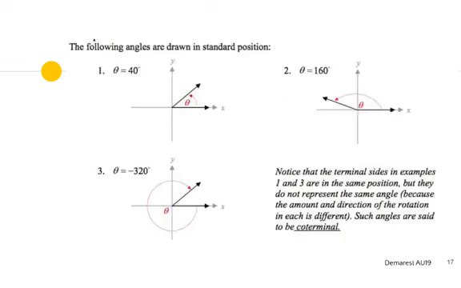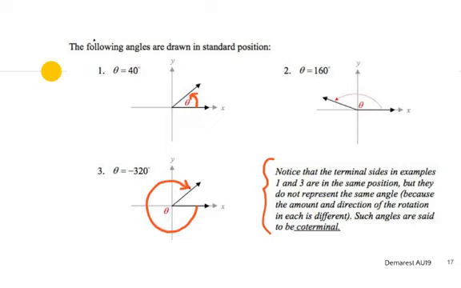Okay, so here are some examples, right? The following angles are drawn in standard position, and these are all just degree angles. And this goes to what I was talking about on the last slide. These two angles are actually the same. The thing that makes them different is we can see this is a positive 40 because it goes counterclockwise. This is going to be a negative 320 because it goes clockwise. And then here's 160 just as an example.